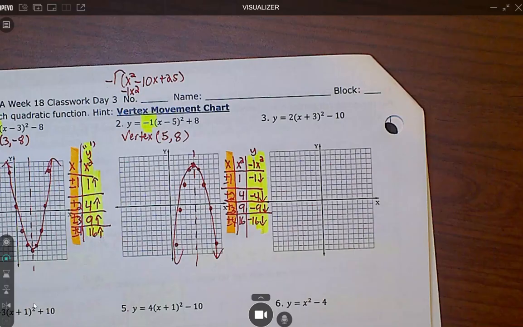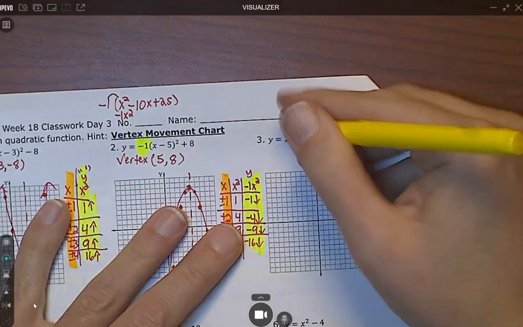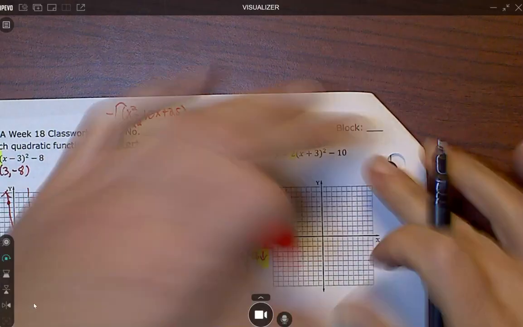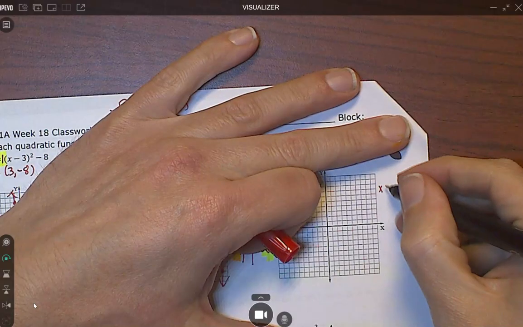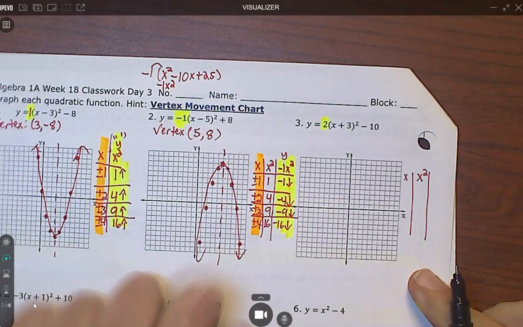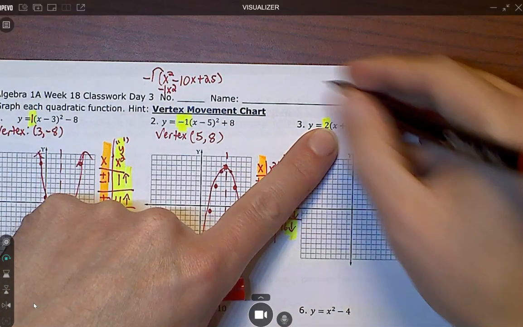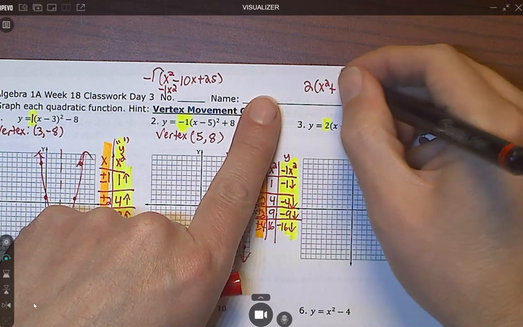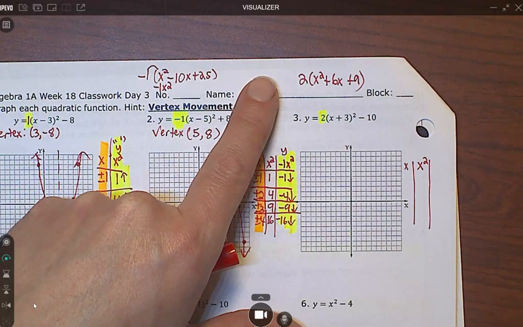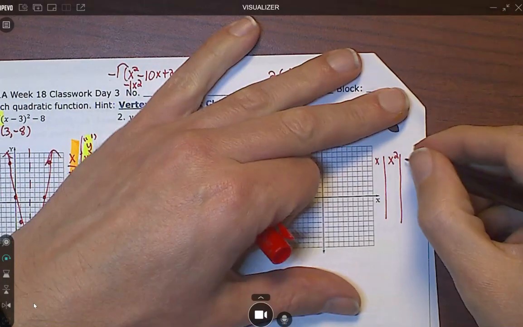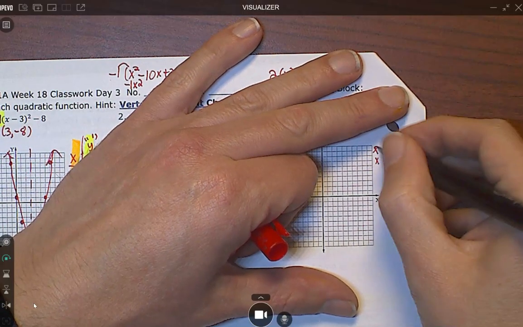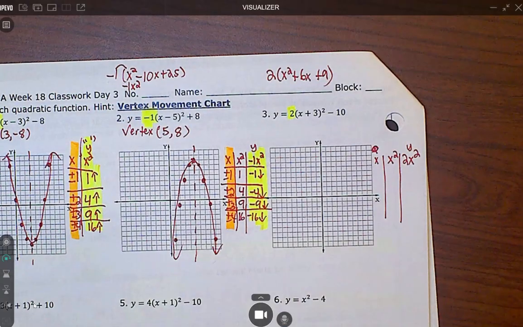Okay, this time, what's sitting in front of the x squared term? 2. So when you make your movement chart, let's see if I have enough space to make it here. x, x squared. Now, there's a 2 in front of the x squared term, because again, it'd be 2x squared plus 6x plus 9, like if I did x plus 3 squared. I know the shortcut. See, I get that 2x squared. So this is going to be our y this time. This is how far you travel on the y.